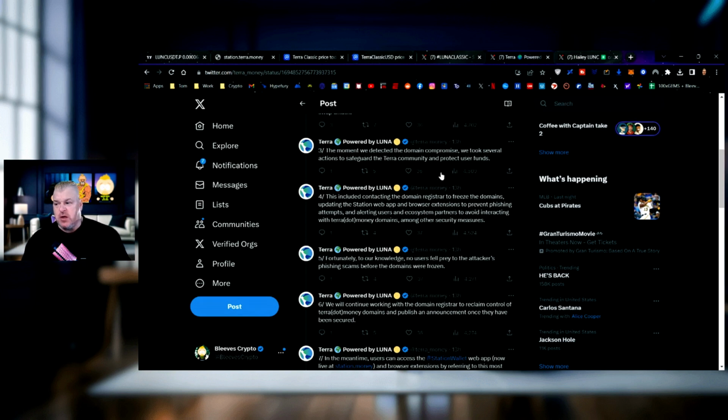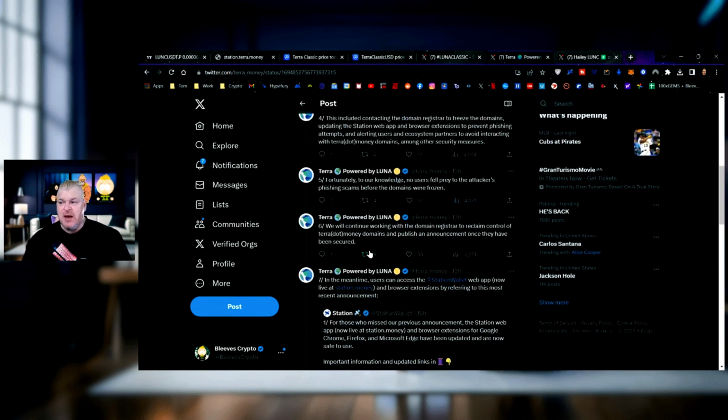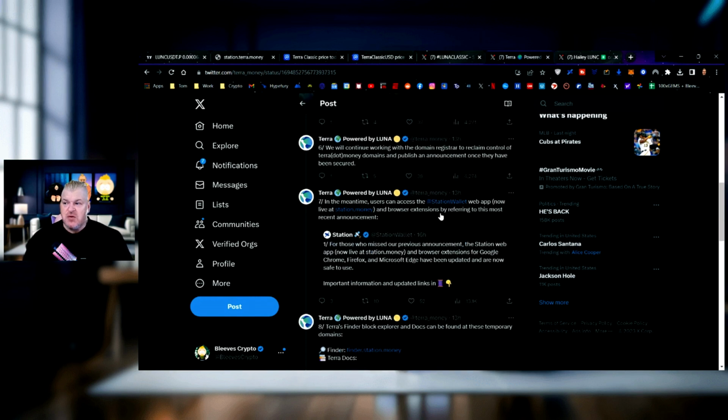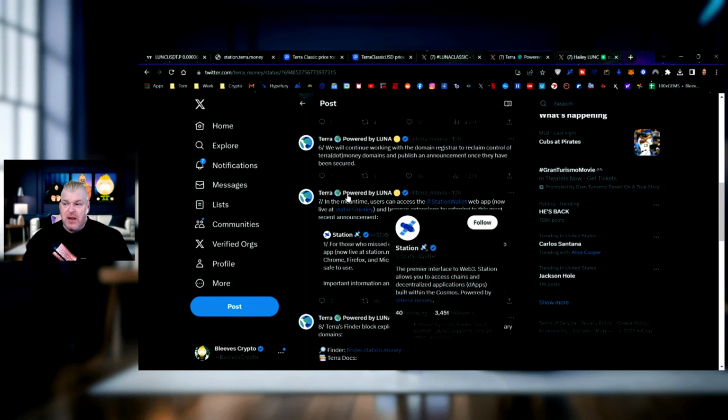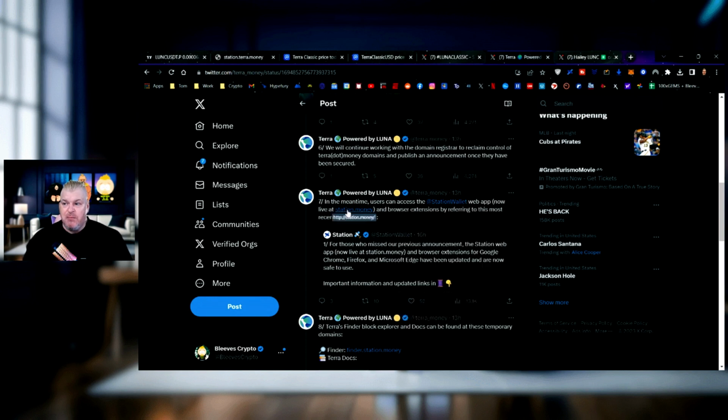We will continue to work with the domain registrar to reclaim control of Terra.money domains and publish an announcement once they have been secured. In the meantime, users can access the Station Wallet web app, now live at Station.money, and browser extensions by referring to this most recent announcement. So as of right now, you're safe.